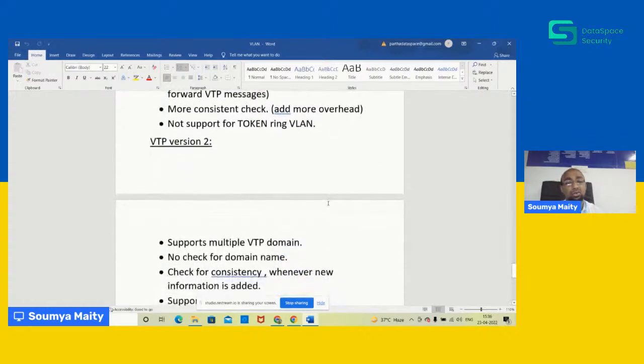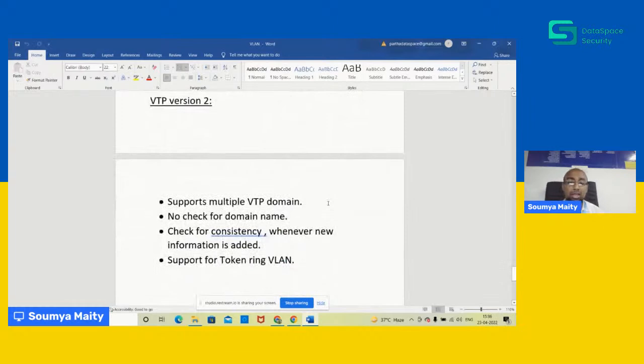Next, VTP version 2 supports multiple VTP domains. There is no check for domain name, because there are multiple VTP domains, and it checks for consistency whenever new information is added, and it supports Token Ring VLAN. Okay, so that's the theory for VLAN. Next, we go to the practical.